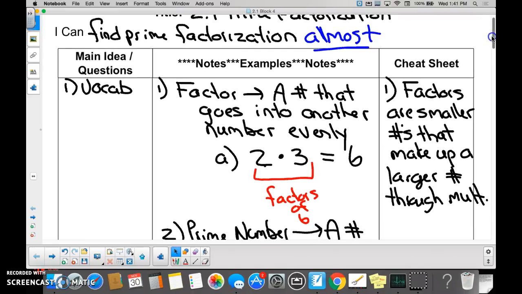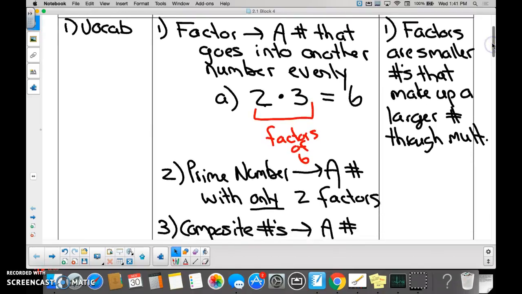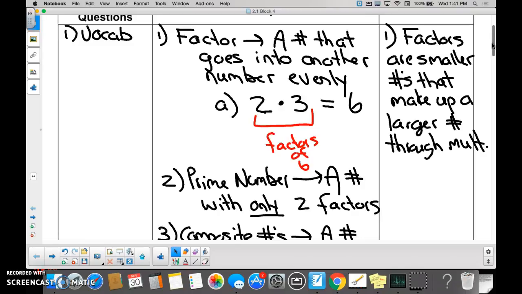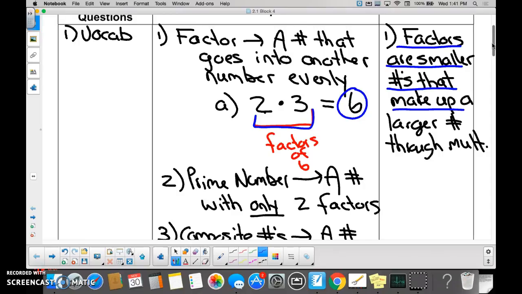So, a factor, you guys, is a number that when you multiply by another number, it makes a product. It makes a final answer. So if we have 2 times 3, you all know that the answer is 6. That number 2 and that number 3 are factors, right? Factors are smaller numbers that make up a larger number.